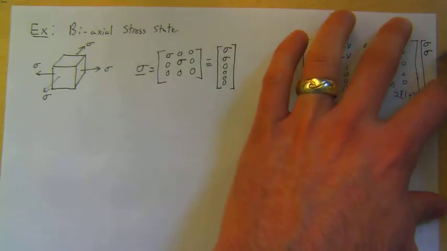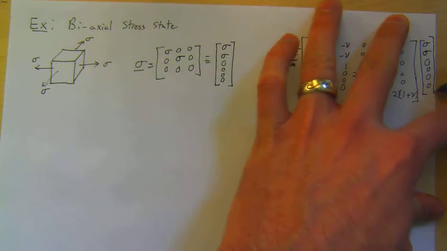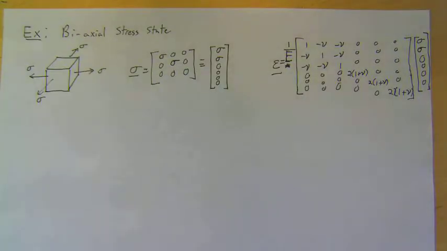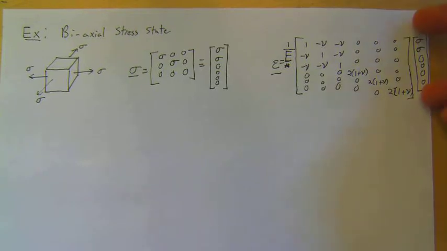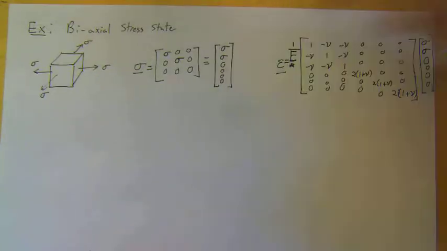There we go. So now, to get my strain out, I'm just multiplying these two matrices together. And so if I do that, if you remember matrix math, I'm taking this column, multiplying it over into my matrix. I have my strain is 1 over E.